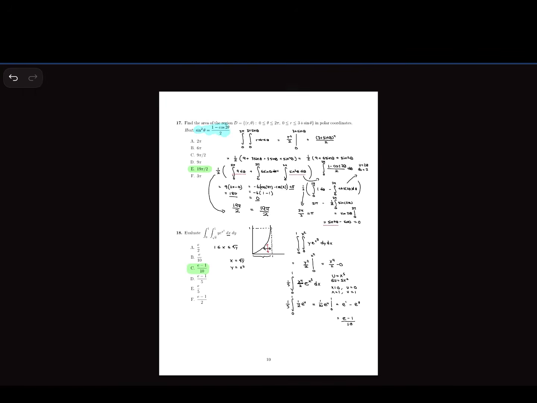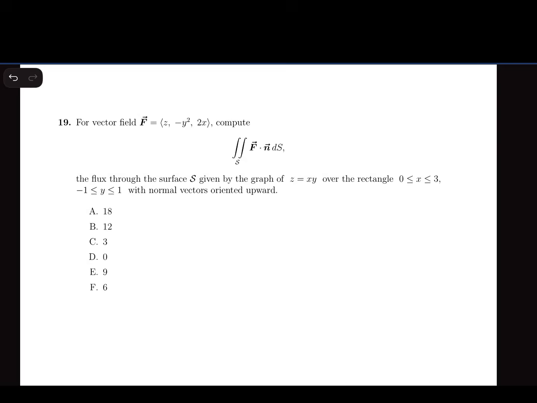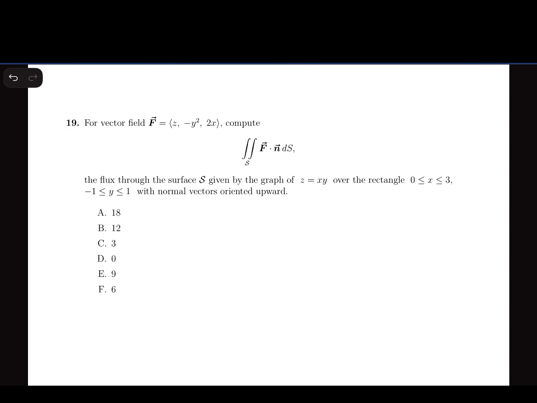Okay, moving on to question 19. Last two questions. Good job. So, question 19 asks, for the vector field f of z, negative y squared, 2x, compute the double integral of vector f times the normal vector ds, the flux through the surface S, given that the graph z equals xy over the rectangle where x is between 0 and 3, and y is between -1 and 1, with the normal vectors oriented upward.